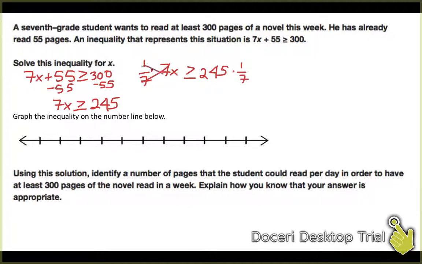Right, these cancel each other out. I have x is greater than or equal to 35. I need to graph it. So I'm just going to put 35 here somewhere and need to count down and count up.